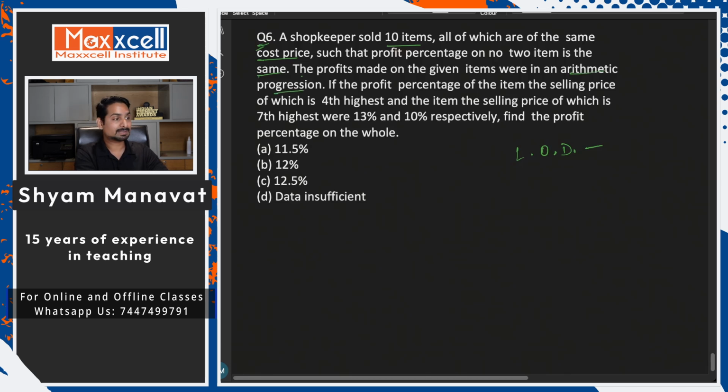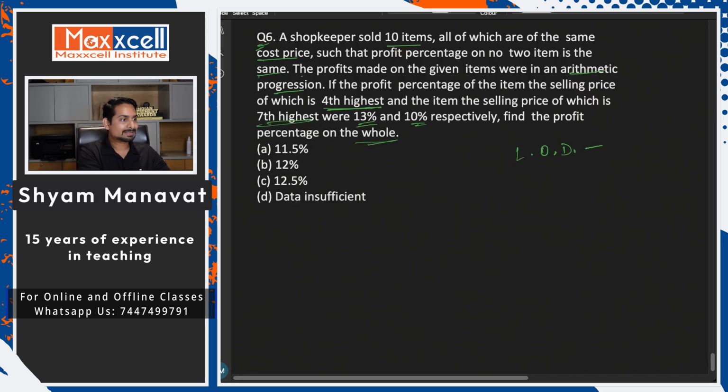Do you know what arithmetic progression is? I'll tell you. Let's read the question entirely first. If the profit percentage of the item, the selling price of which is the fourth highest, and the item selling at the 7th highest, were 13% and 10% respectively, find the profit percentage on the whole. We need to find out the profit percentage on the entire thing. No problem, we'll do that.